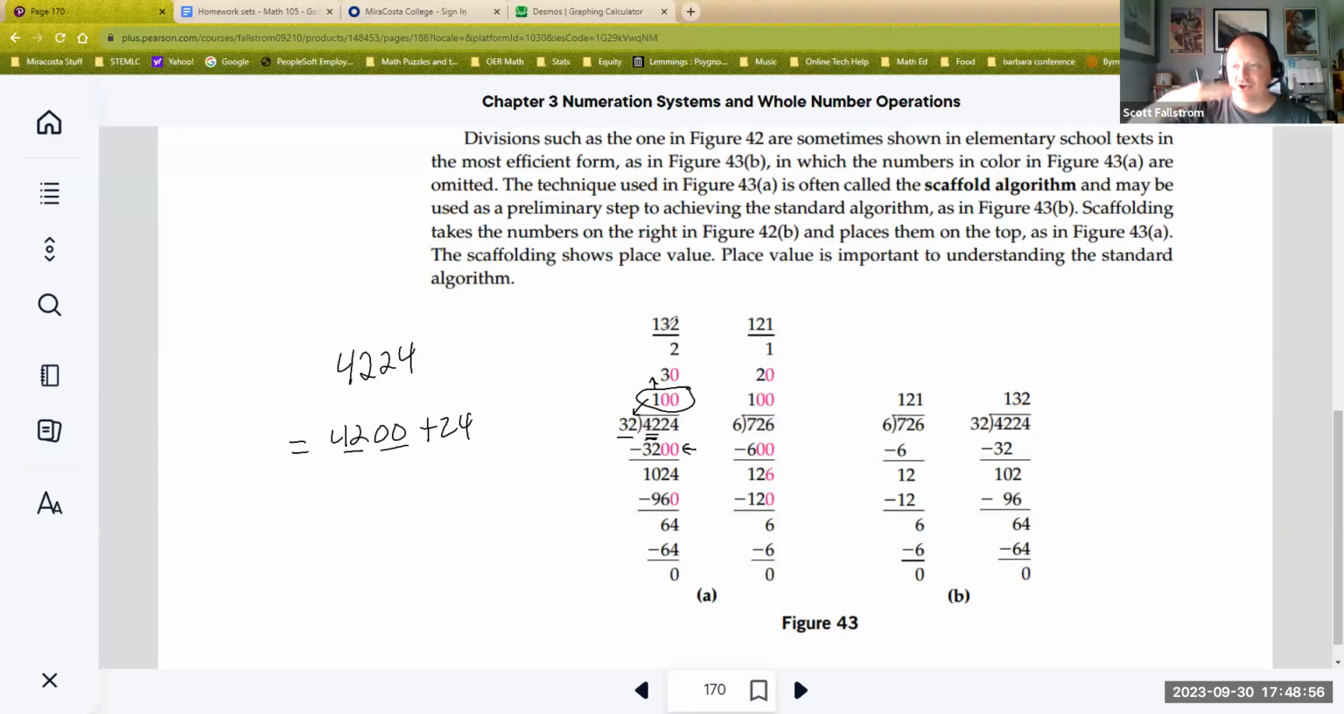So scaffolding is like you build up to your answer. Okay. So think of it like The Price Is Right. You got to get under it. If you go over, you're done. But if you stay under it, you're okay. So that's the idea behind scaffolding.